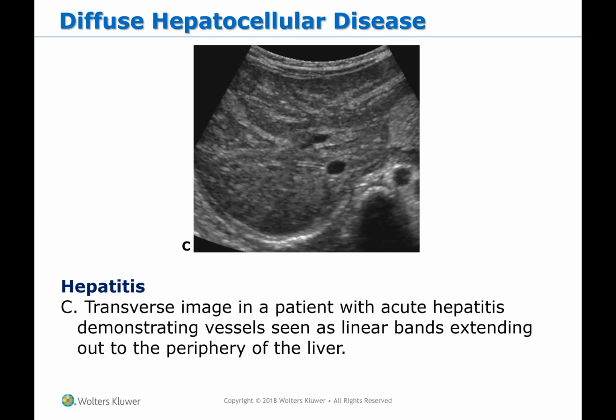Hepatitis. This is a transverse image in a patient with acute hepatitis, demonstrating vessels seen as linear bands extending out to the periphery of the liver.